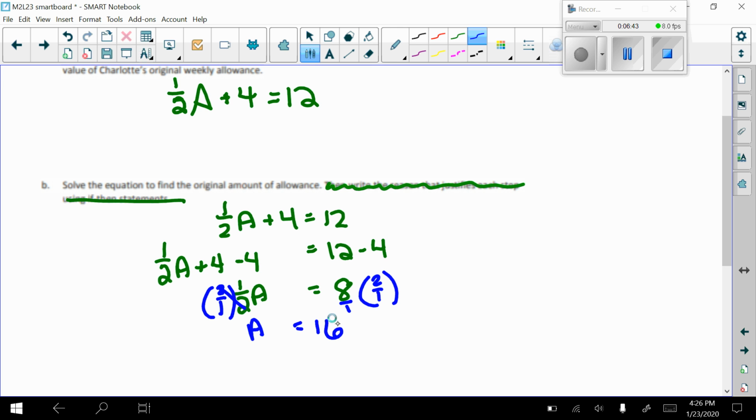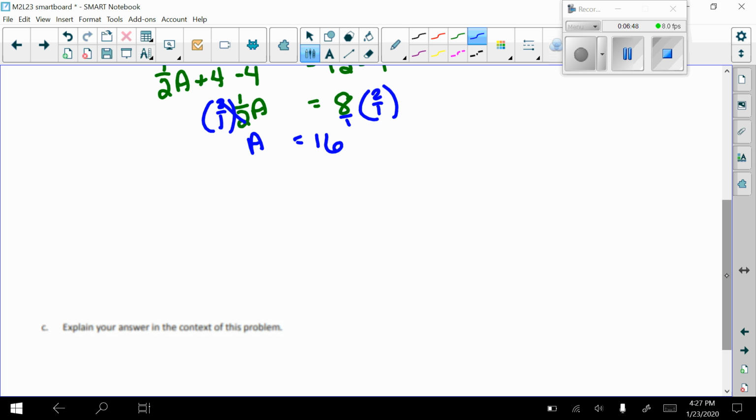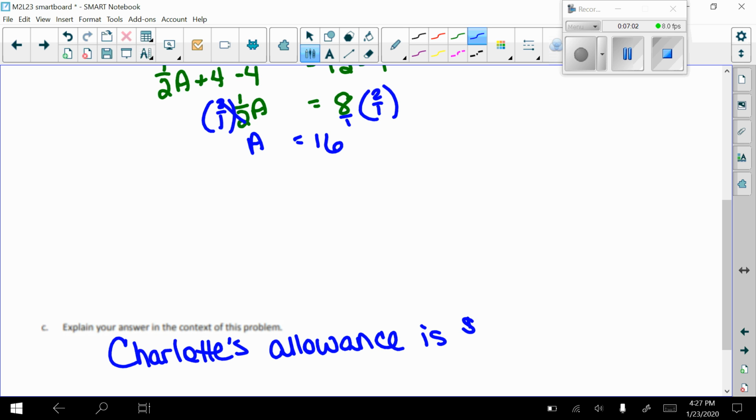Now, I usually stop right there, but it has a part C that asks us to explain your answer in the context of the problem. Charlotte's allowance is $16. How's this going for you?